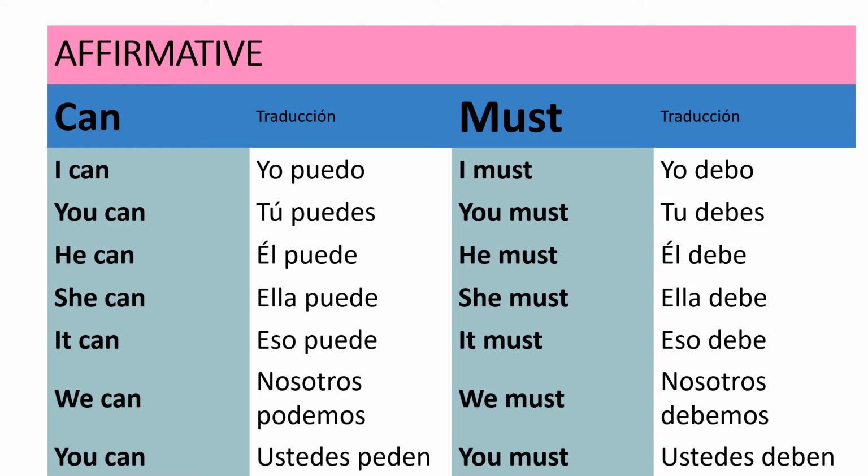Now, let's take a look at the conjugation of the modal verbs can and must with all personal pronouns. As you can see, modal verbs are the same for all the personal pronouns. That is, they don't change. I can, you can, he can, she can, it can, we can, you can. Or must: I must, you must, he must, she must, it must, we must, you must. The word is the same. It doesn't change.